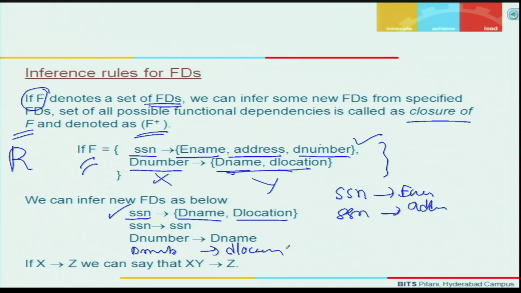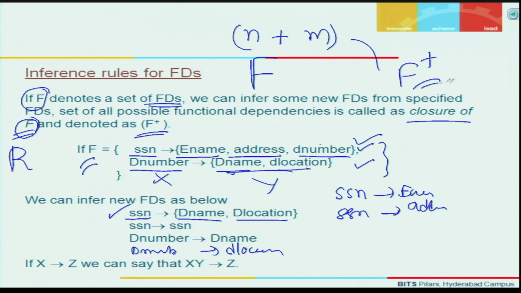Now if you carefully observe, from the set which contains only two functional dependencies, using certain rules I am able to derive or infer more valid functional dependencies. The original set is called F, and if it contains some n number of functional dependencies, and by applying rules of inference I am able to derive some more functional dependencies, say m, then the union of this n plus m put together is called F closure, the closure of the original functional dependency set capital F. This is called F closure.